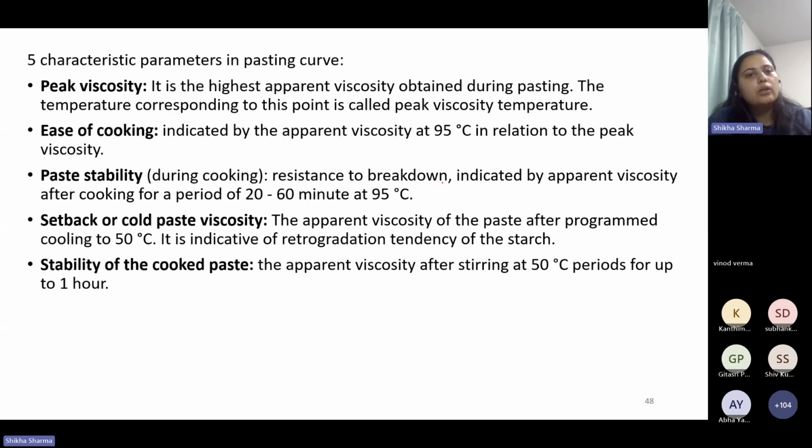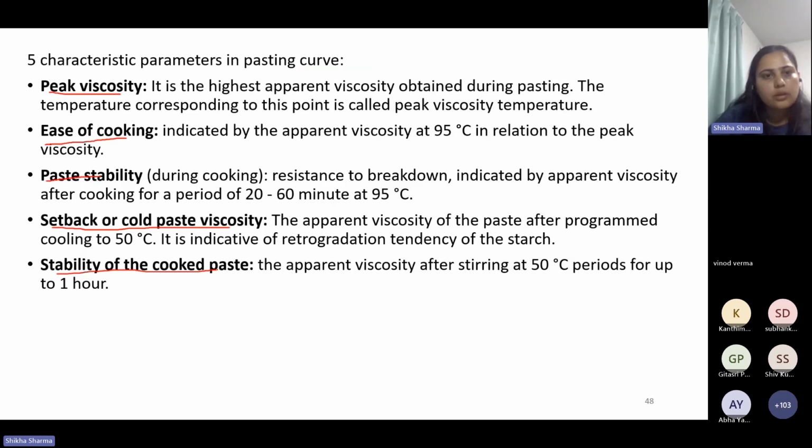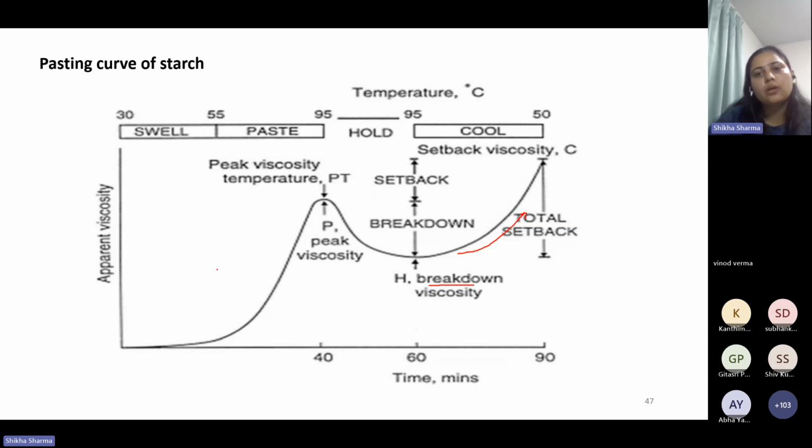Also, from this pasting curve, we can calculate 5 parameters, which are the peak viscosity, the ease of cooking, the paste stability, setback or the cold paste viscosity, and finally the stability of the cooked paste. This was all already discussed in the video lecture shared by Professor H.N. Mishra, so I'm not discussing it in detail. If you have any doubt, you can ask me regarding it.